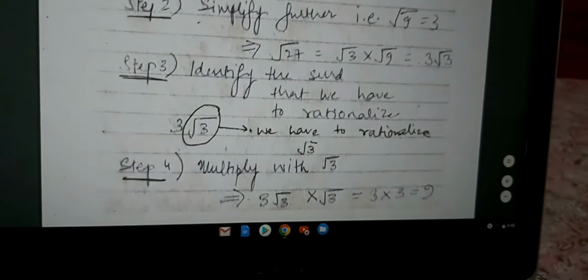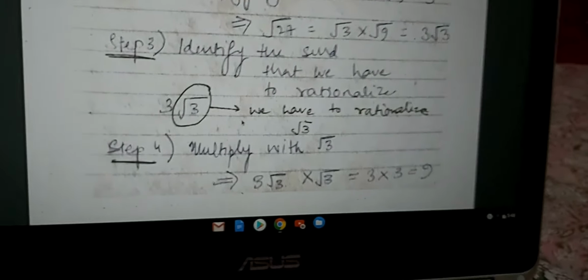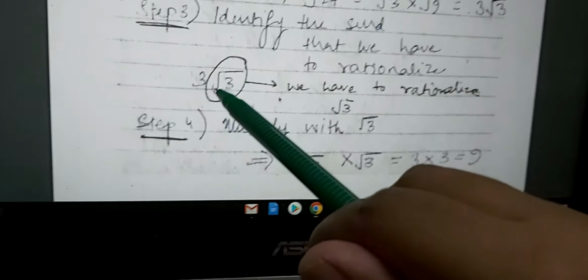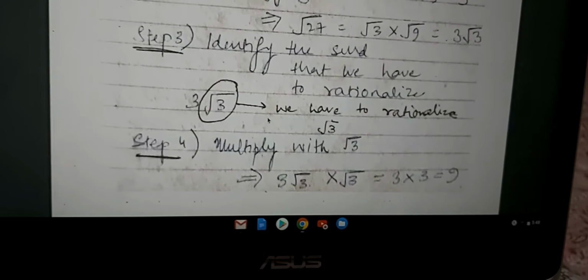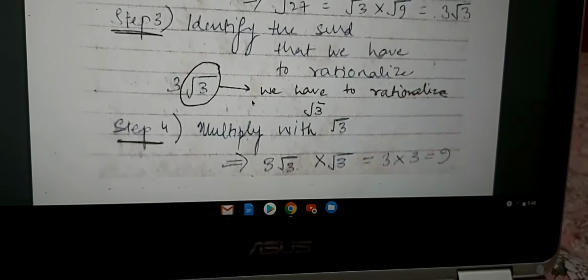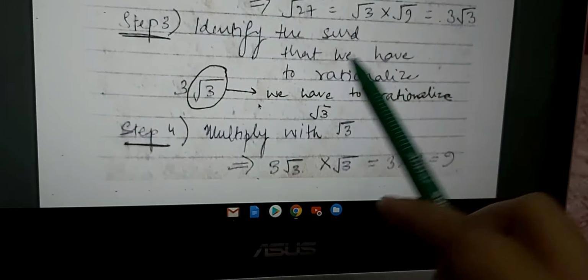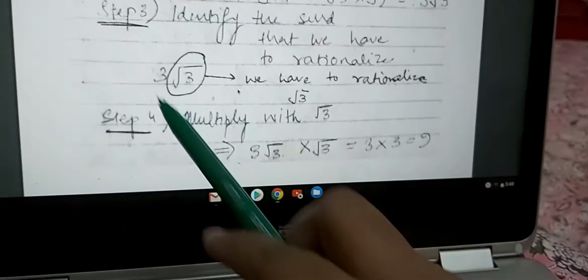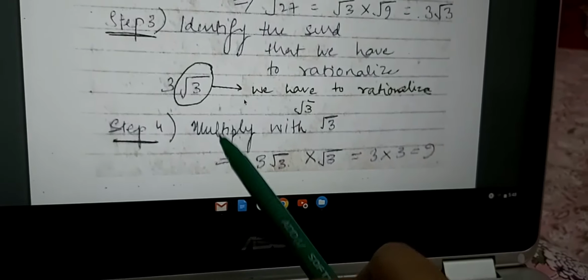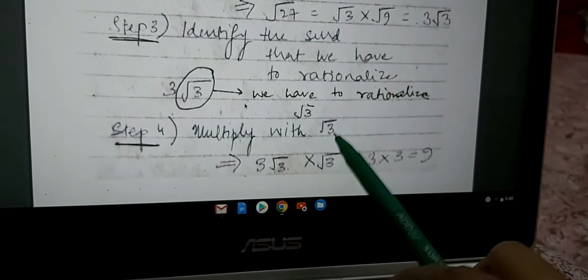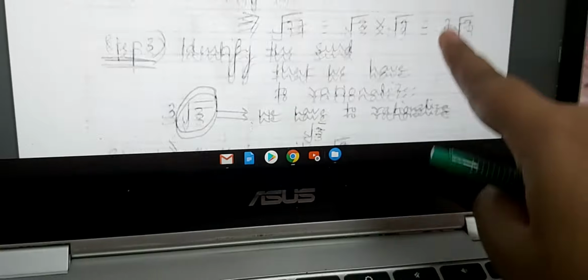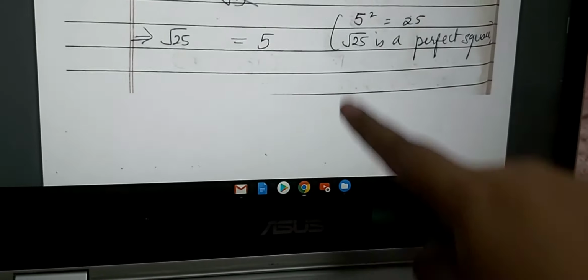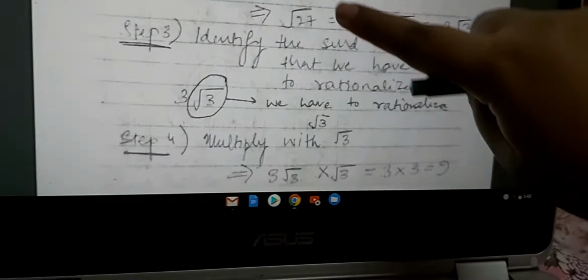Now this is not completely rationalized. Rational matlab I need to find a whole number. That means I can't have this root that I see, I don't want. तो मतलब मेरे को और rationalize करना होगा. Okay, identify the surd that we need to rationalize. 3 root 3 में I need to rationalize root 3. Multiply with root 3. Now look, over here ऊपर में we learnt that, okay, let me just write it and show it to you instead.